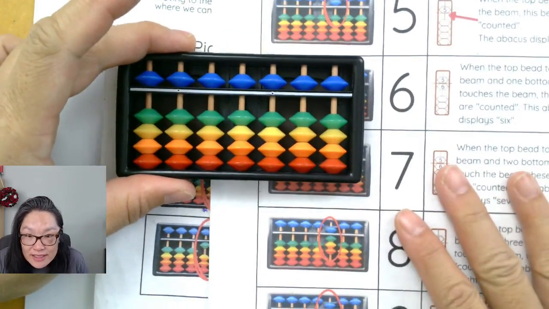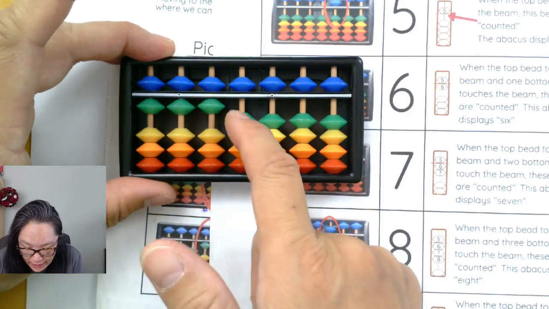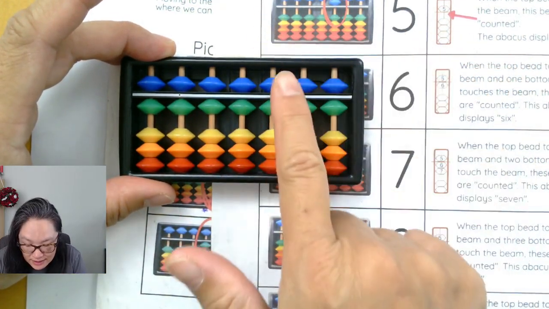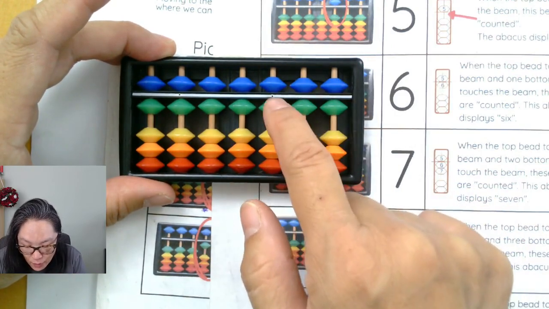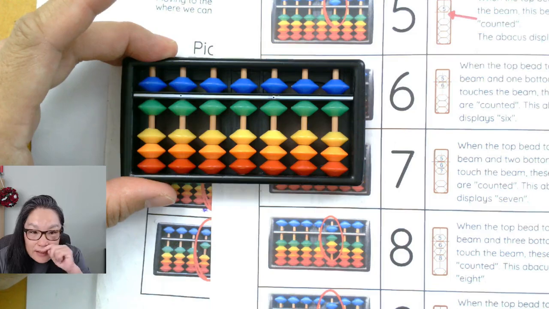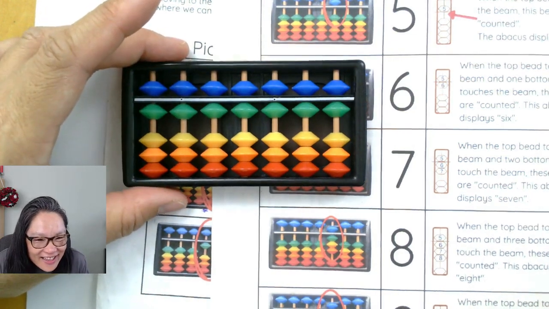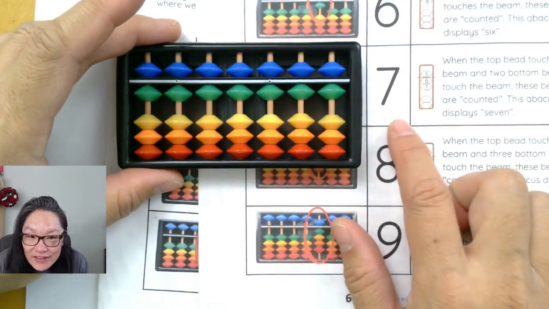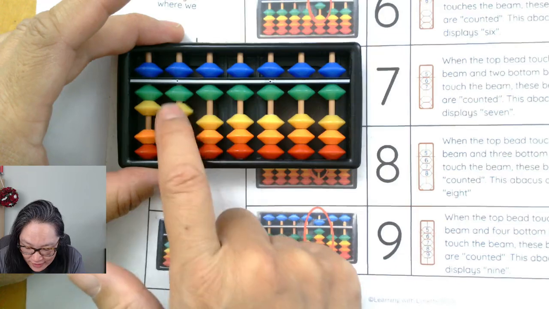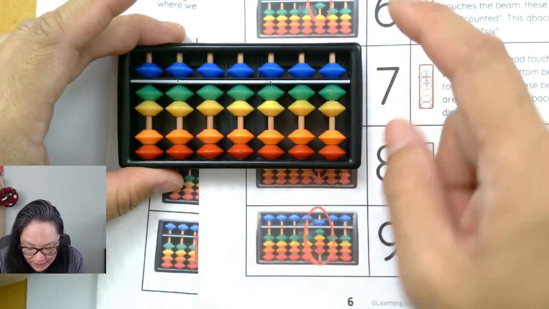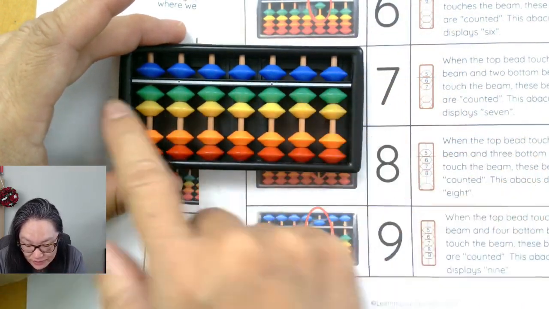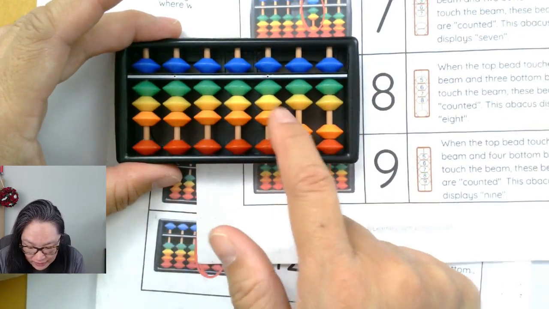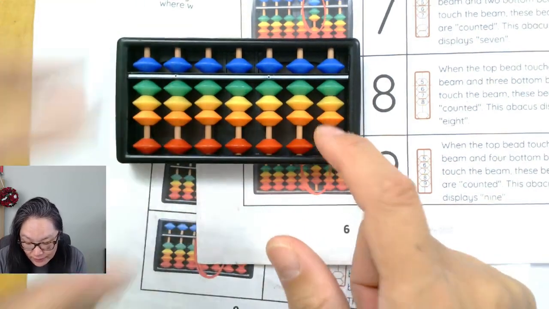So then we have 6. This is what 6 looks like. We have 5, 6. This is 6: 5 on the top, 1 on the bottom. Together, they make 6. So we have 7. This is what 7 looks like. 5, 6, 7. So these are all 7s. And then we have 8. That's what 8 looks like on the abacus.